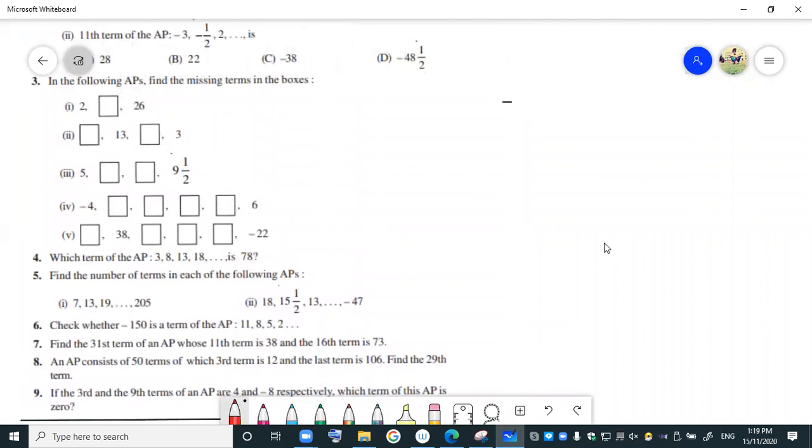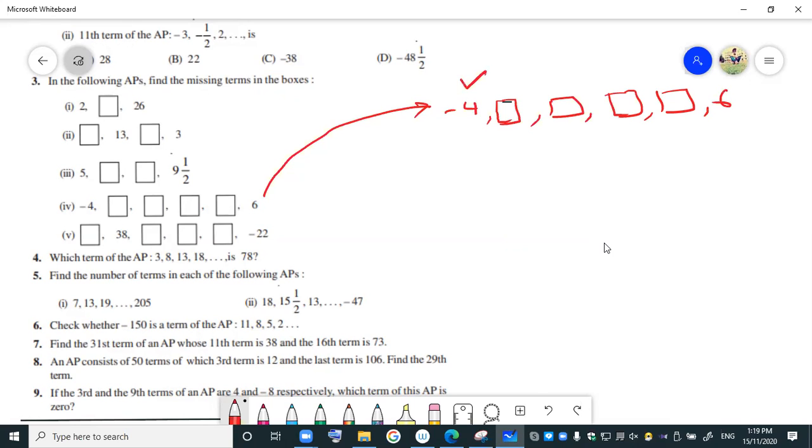So we can find out the missing terms easily. Here also we have -4, then missing term, then missing term, then missing term, then missing term. 4 terms are missing and then 6. So no problem, you have been given the first term. First term is -4 and second, third, fourth, fifth, sixth term. Sixth term is always a plus 5d. Remember, a plus 5d is the sixth term.